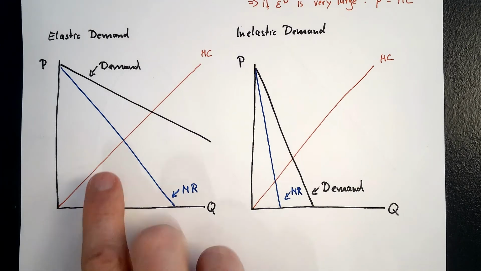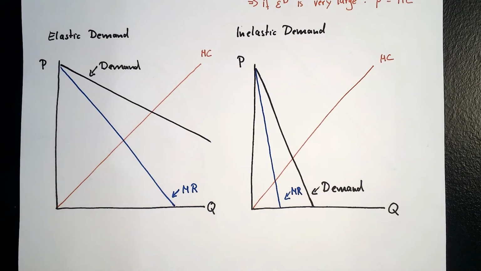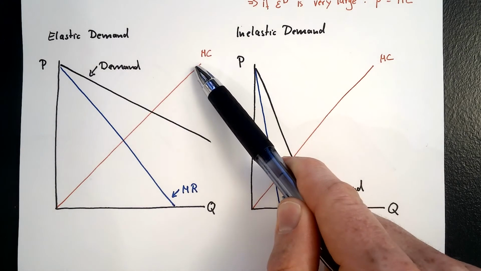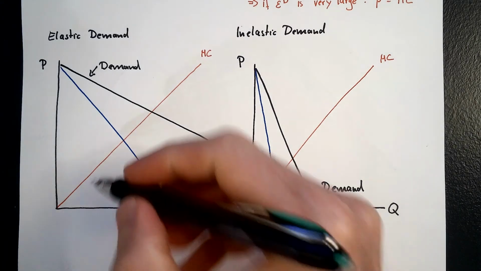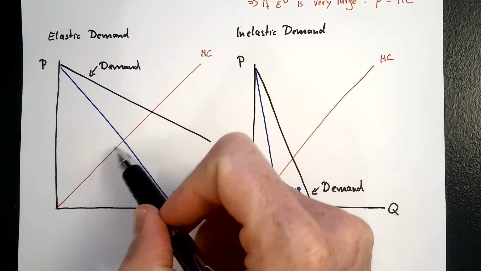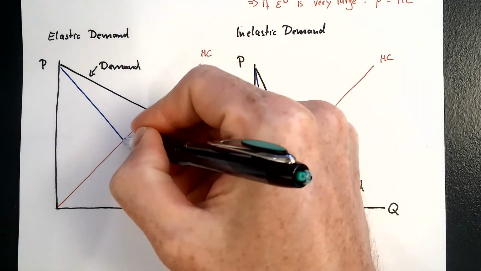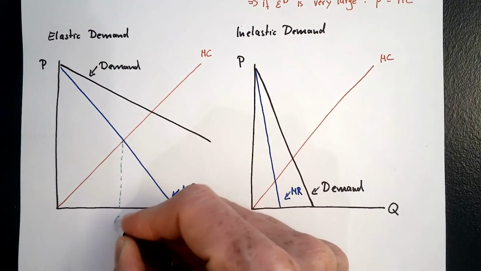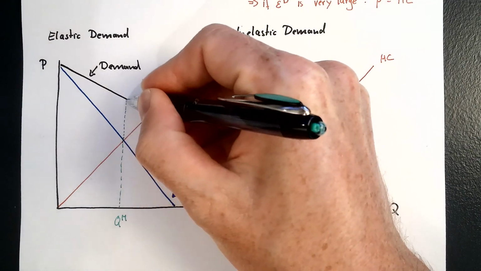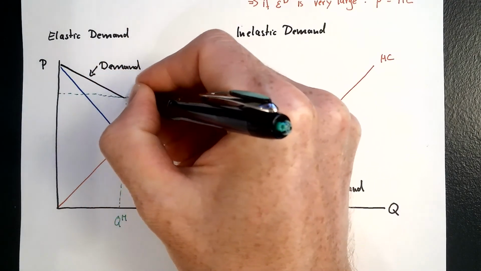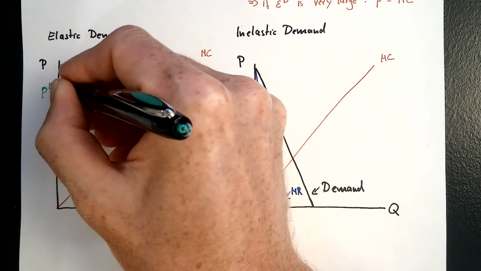So let us first have a look at the elastic demand. And so we have the demand, we have the marginal revenue, and we also have the marginal cost. Note that the marginal cost is identical in both cases. So the monopolist in this case is setting the marginal cost equal to the marginal revenue. So we have the quantity of the monopolist here, and then we extend this up all the way to the demand function, and we get the monopoly price. Okay, so let's call this PM.